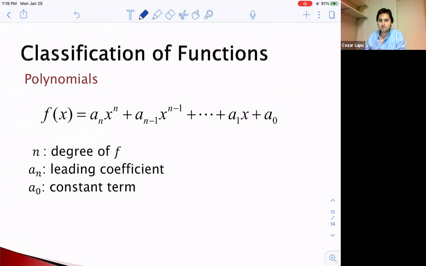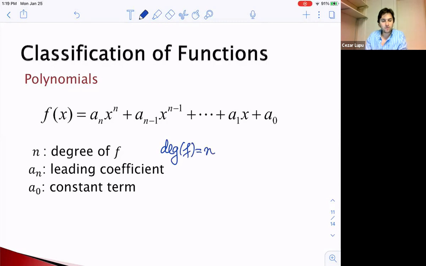I want you to look at them. They're functions that look like this: f of x equals a_n x to the n plus a_(n-1) x to the n minus 1 plus and so on, plus a_1 x plus a_0. So that's what a polynomial is. So n is the degree of f, and we will write this as deg f equals n.